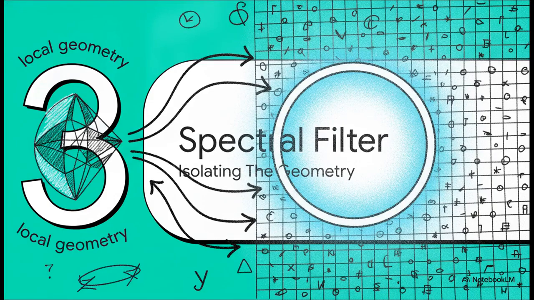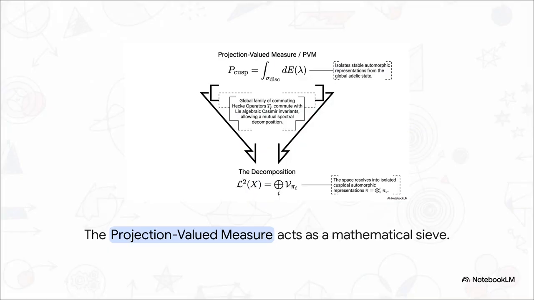Chapter 3, the spectral projection filter. So we've successfully lifted the local geometry into this global space. But how do we actually isolate the specific geometry we care about from all that global noise? Well, we use a mathematical sieve, specifically spectral projection theory. Look at the projection valued measure, or PVM, integral equation at the top. This is our filter. We introduce a global family of Hecke operators that commute with the Lie algebraic Casimir invariants we just set up. Because they commute, we can resolve the massive global adelic state into a mutual spectral decomposition, just like you see at the bottom. This perfectly isolates the stable cuspidal automorphic representations. We've effectively filtered out all the noise.